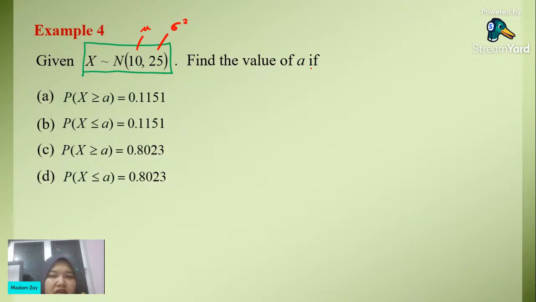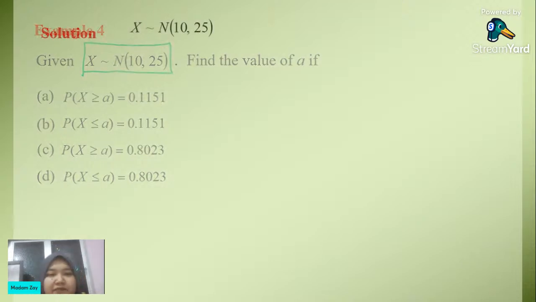Now we want to find the value of a if the probability of X is more than or equal to a is equal to 0.1151. Do you still remember how we find the value of a for binomial and Poisson? It is more or less like that. The difference is that for normal, we don't have to care whether it has an equal sign or not. So let's see question A.